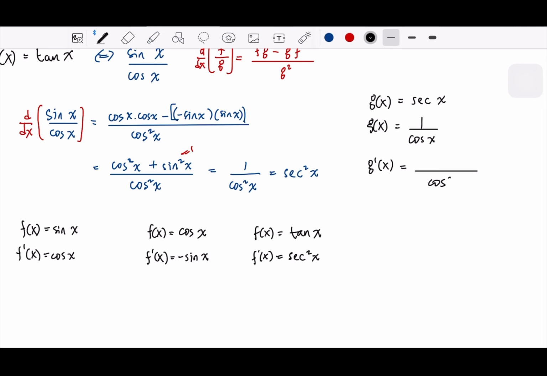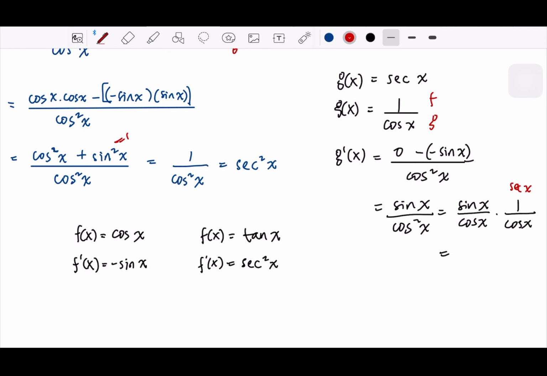So this is going to be cos squared x, and let me write f and g. So the left is 0 minus sine x, so it's going to be sine x over cos squared x, or sine x over cos x, or we could say this one becomes secant, this one becomes tangent. So we have secant x tangent x.